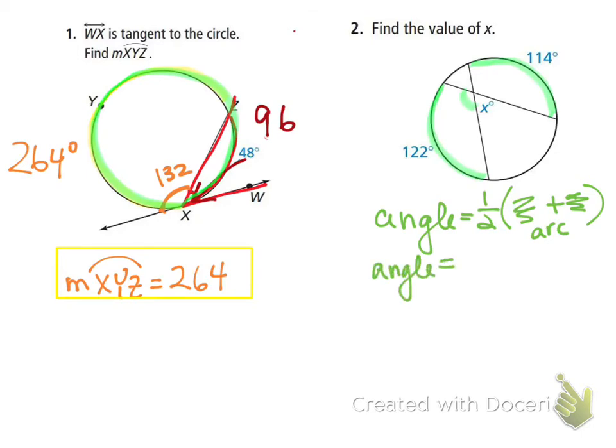Why wouldn't I want to call it X? There's already an X, and it doesn't represent what we're finding. So I'm going to find this blank angle. You could put a question mark, or a different letter if you wanted. I'm just going to keep writing angle. It equals 1/2. And then what are the 2 arcs we're going to add together? 114 and 122. What is 114 plus 122? 236. Good. And what's 1/2 of 236?